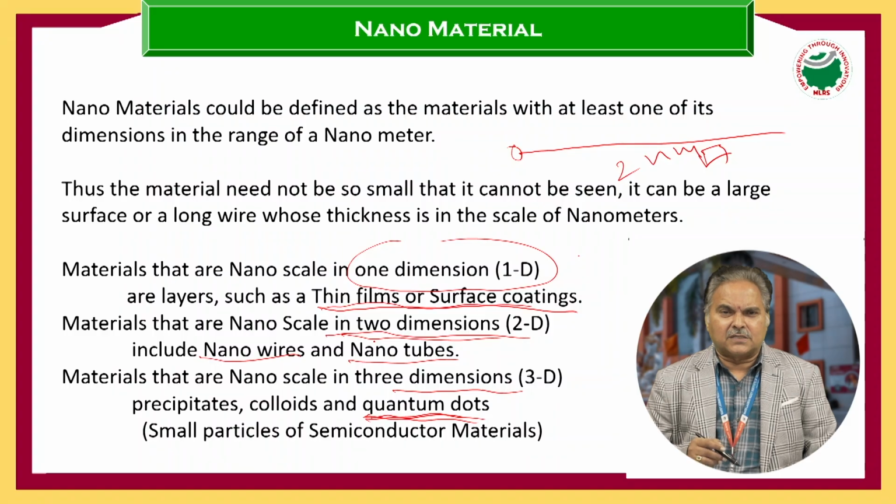Similarly, if two dimensions, x and y, are nano size, and the third may be very long, like micrometers, we call it a two-dimensional nanomaterial. Another is three-dimensional, where in all three directions, x, y, z, it is nano size. That material we call a three-dimensional nanomaterial. Quantum dots are the best example of three-dimensional nanomaterials.